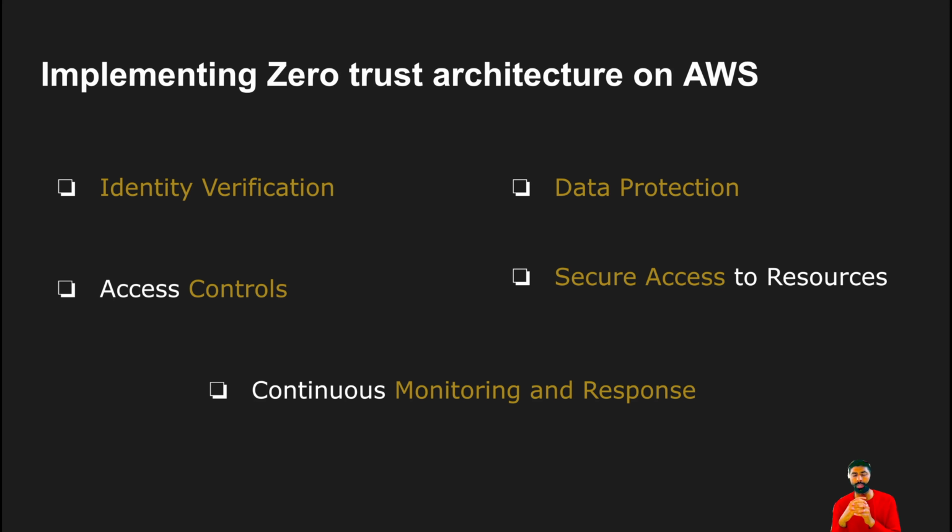And the last but not the least area to implement Zero Trust is continuous monitoring and response. There are services like AWS CloudWatch, AWS Config, Amazon GuardDuty. They can help monitor the unusual activity within your AWS environment or your AWS workloads. You can also leverage AWS Security Hub to centralize the security findings across your AWS environment.